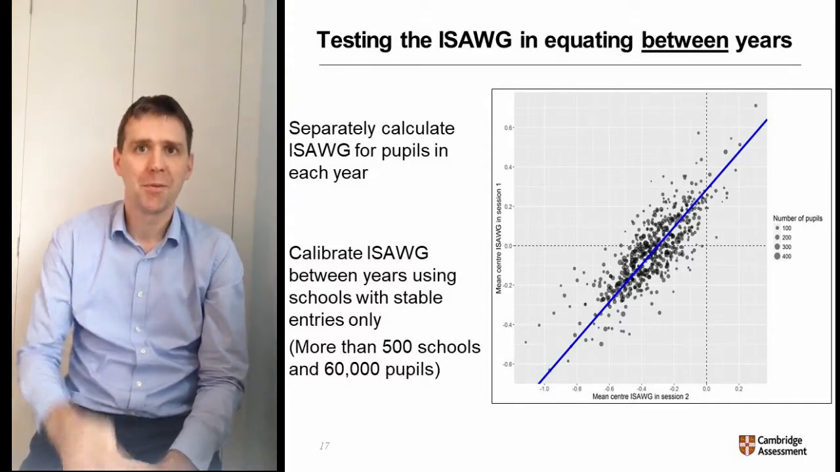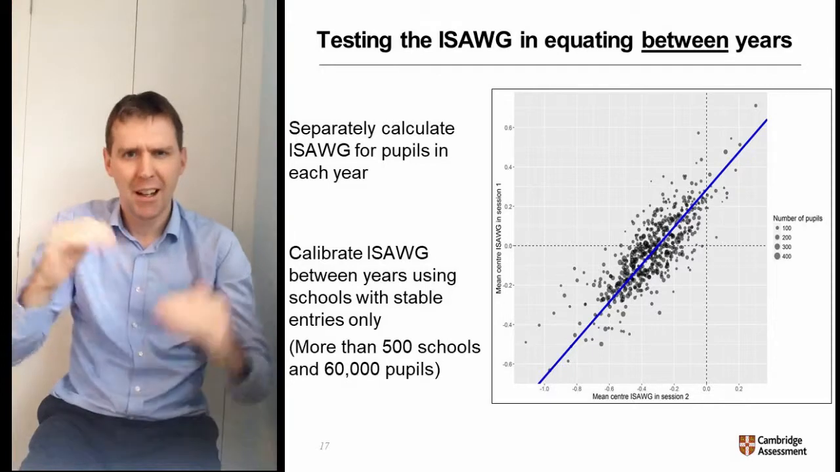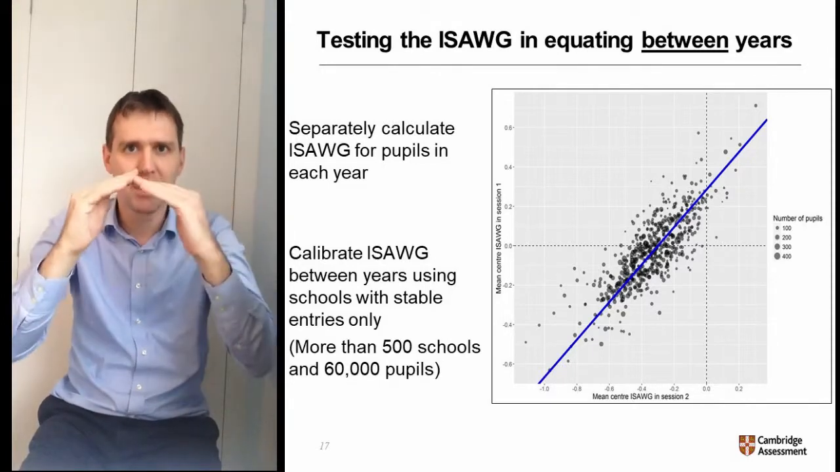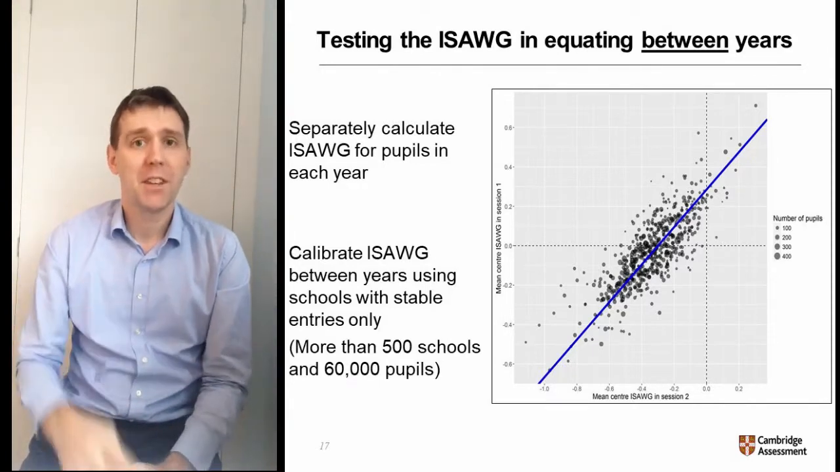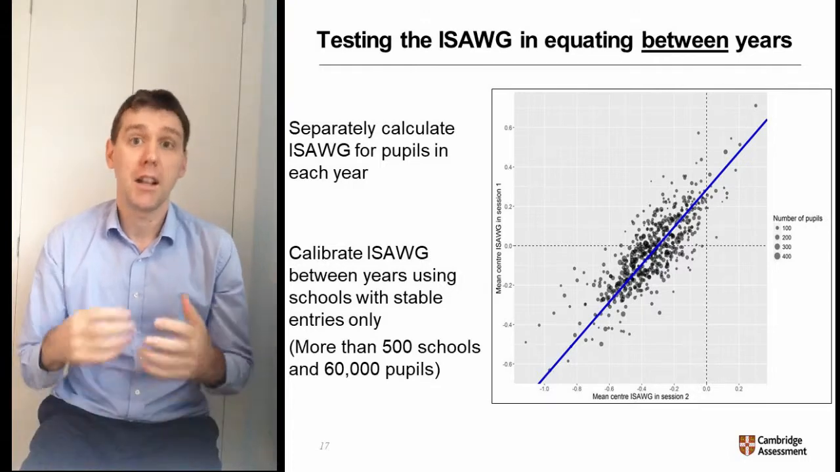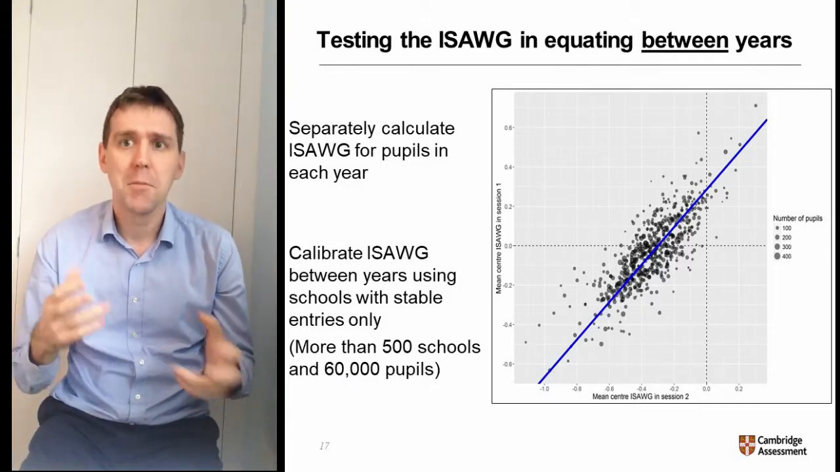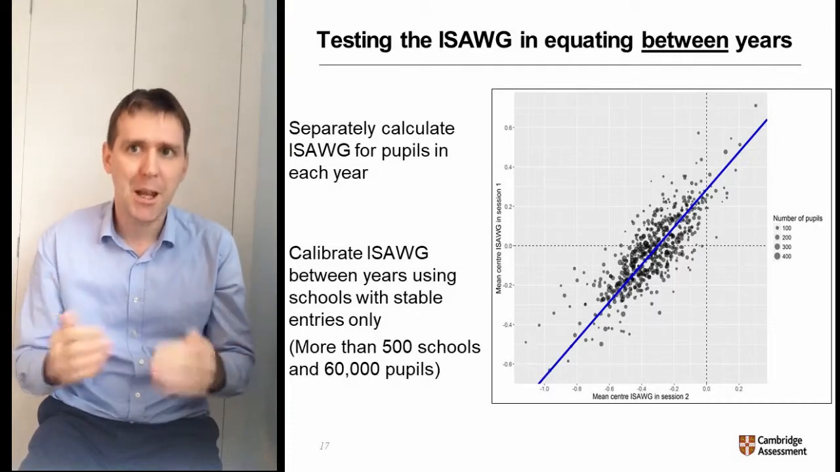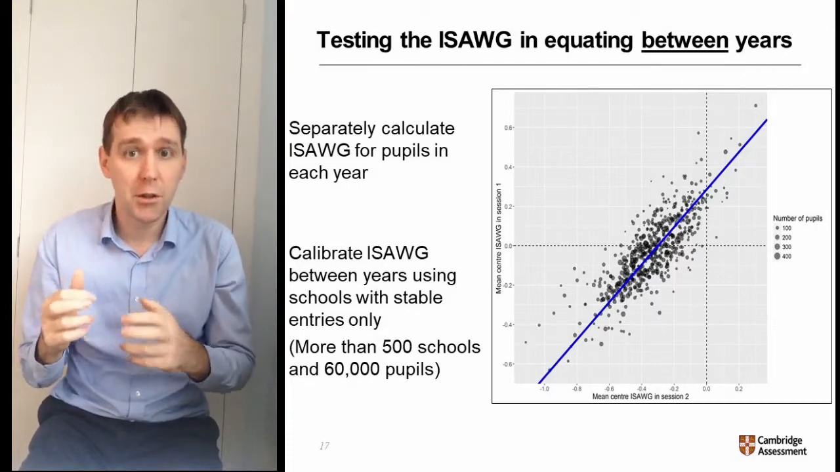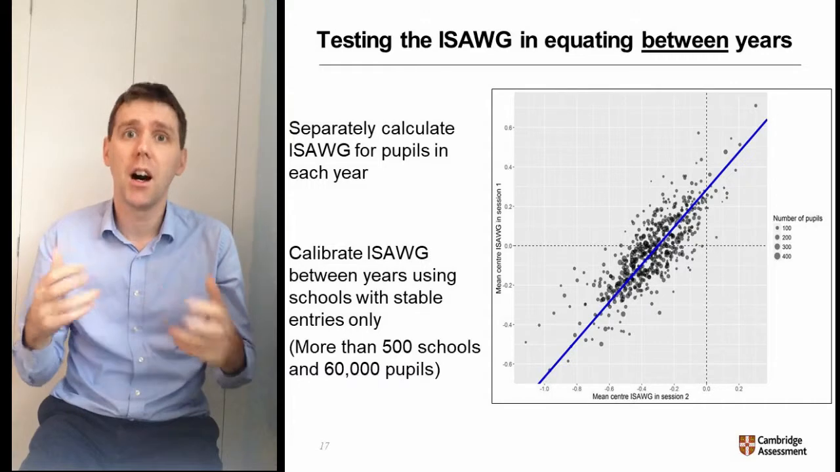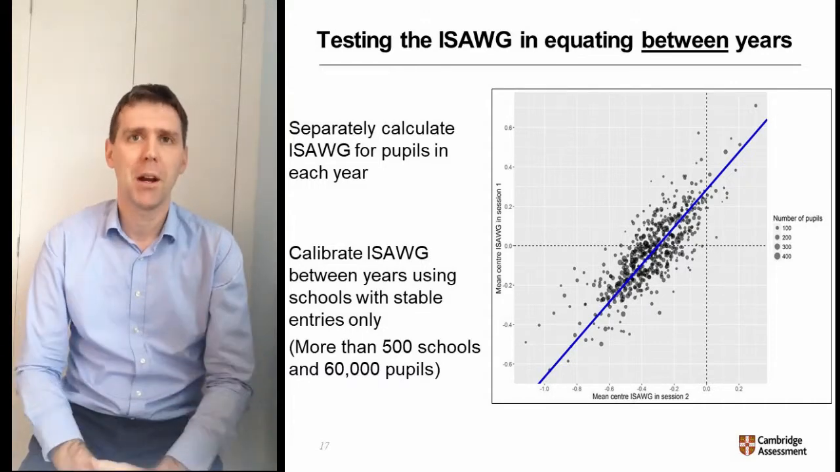Now we've split our data into 2 years, we're going to use a similar approach to equating as before. Estimate the ISORG, link between assessments using the ISORG. However, the ISORGs in each year are estimated independently. There are no pupils in both groups. Pupils are either doing their exams in year 1 or in year 2. This means the ISORGs themselves aren't yet directly comparable.